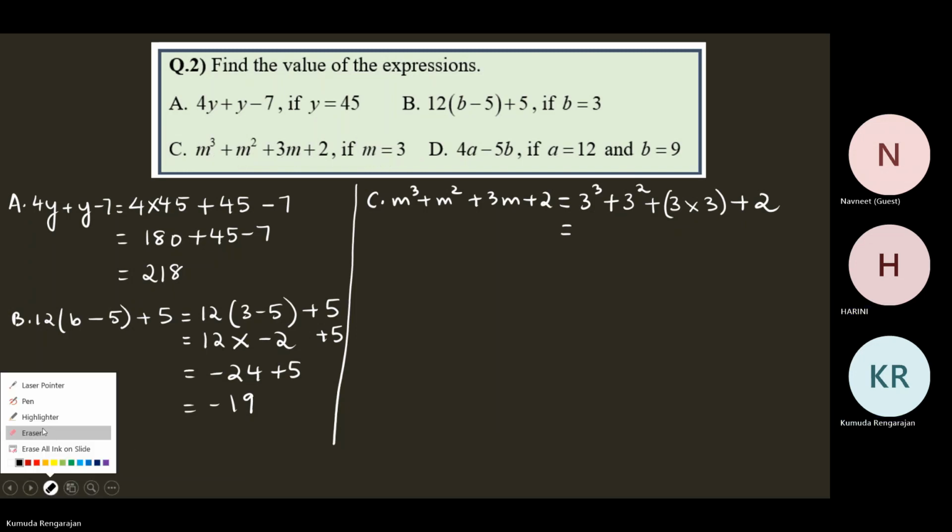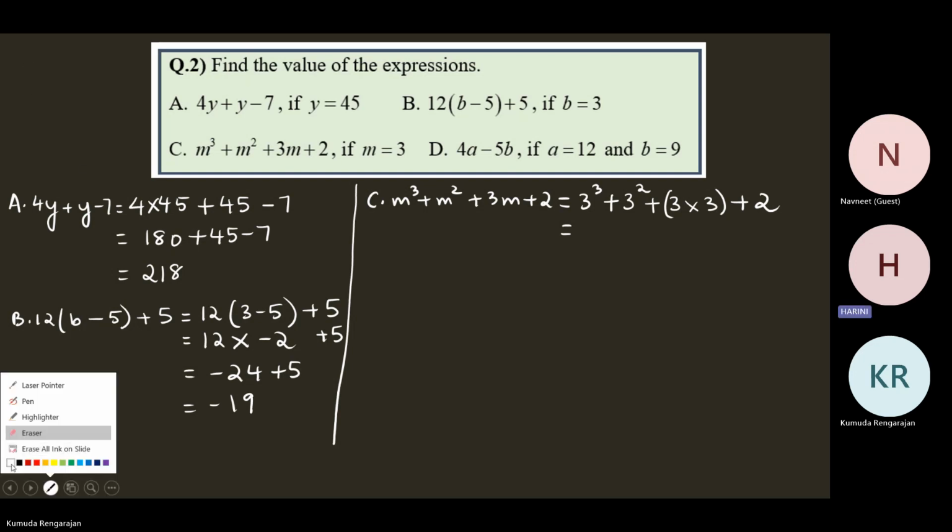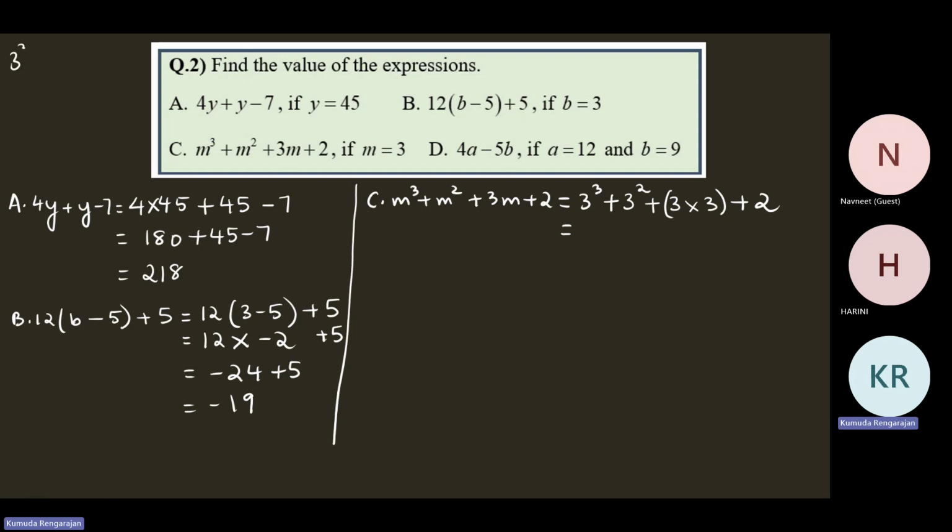Now, what is 3 cubed? What is 3 into 3? 9, ma'am. Yes, 3 into 3 is 9. What is 9 into 3? 27, ma'am. So 3 cubed means 3 into 3 into 3, which is 27.